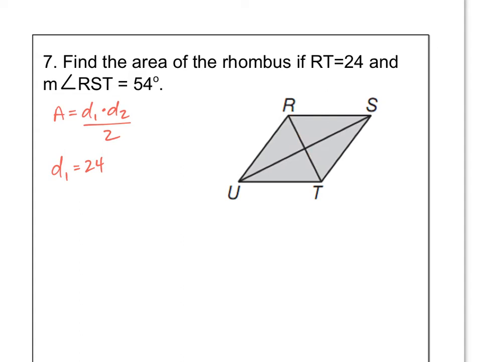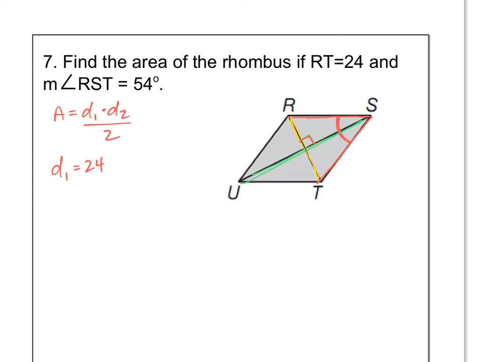So let's take a look here. RST is actually this big angle right here. That is 54. So somehow we have to use that 54-degree angle to find the other diagonal. Remember, this yellow diagonal we know, but we need to find this green diagonal. Well, in a rhombus, the diagonals meet at 90 degrees. They're perpendicular to each other. So this right here would be perpendicular.